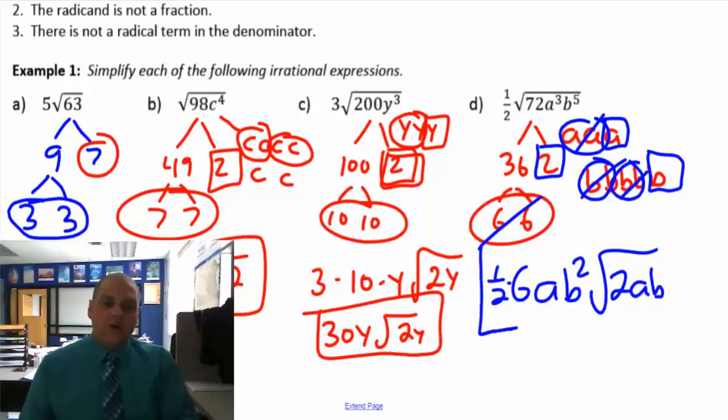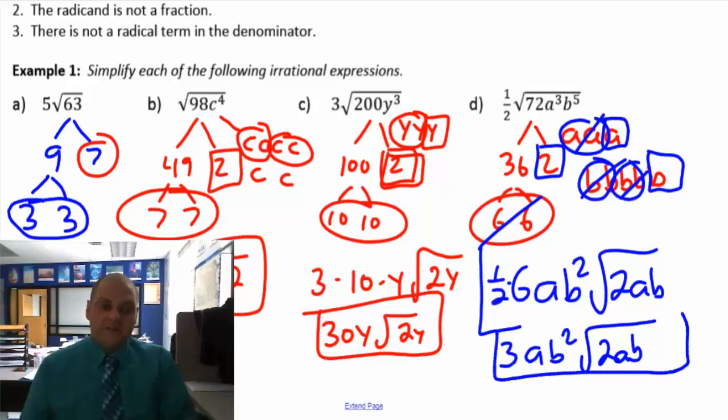All right, so this is 3. So that's going to be 3AB squared radical 2B. 1/2 times 6 is 3. That would be your final answer down there.